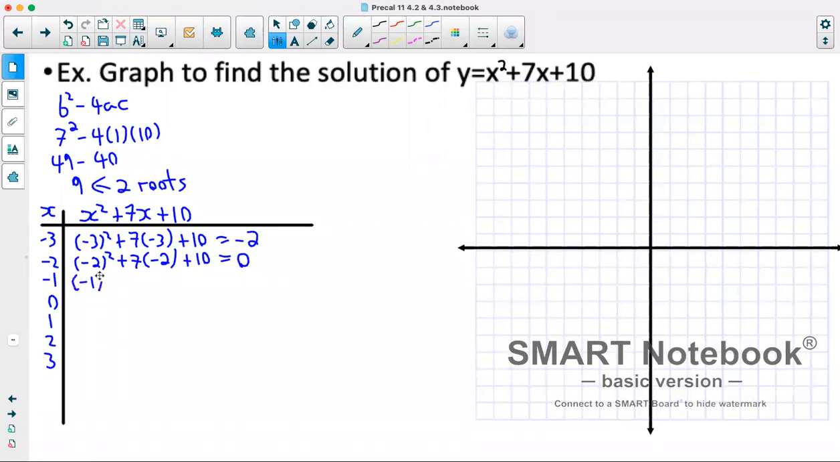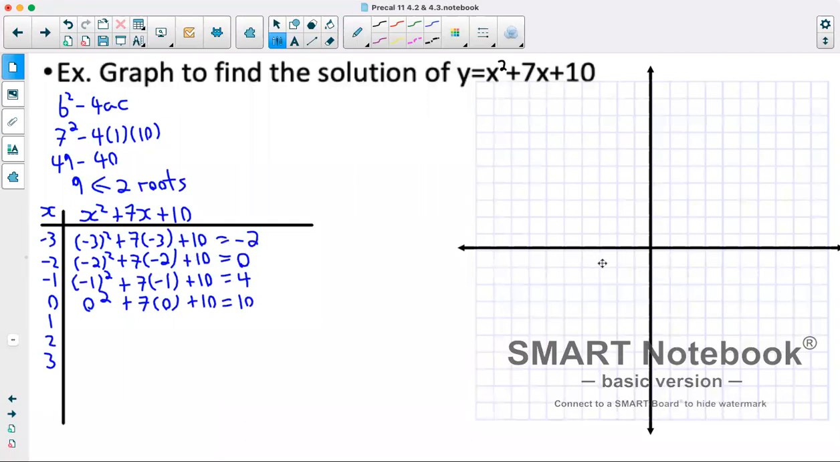Next, we have negative 1. So negative 1 squared plus 7 times negative 1 plus 10 gives us negative 1 squared is 1. This would give us negative 7. So 1 minus 7 is negative 6. Plus 10 gives us 4. We'll do 0 next. So we've got 0 squared plus 7 times 0 plus 10 gives us 10. Now, something's going on here, but I think we're getting further away from our vertex because our numbers are getting farther and farther apart. So I'll plot what we have to try and see what's going on.